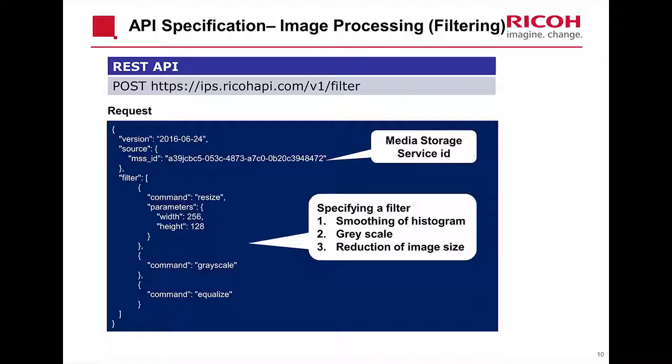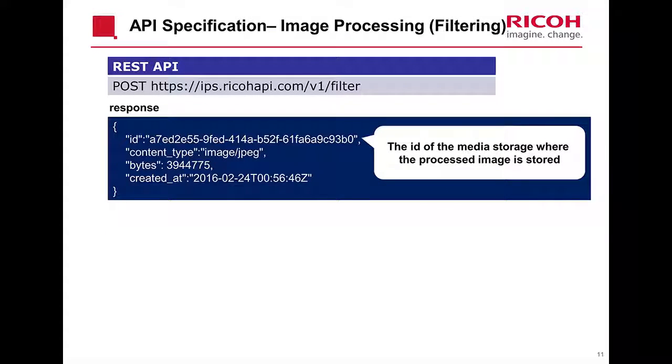The provided API is very simple. You specify an ID on the media storage and the filter which you intend to invoke. This time, we provide smoothing of histogram, grayscale, and reduction of image size. In the case of the reduction of image size, you specify the width and height as well. As the response, the ID of the media storage where the processed image is stored is returned. You can perform image processing easily on the cloud using this API.